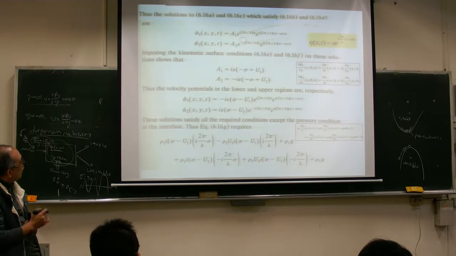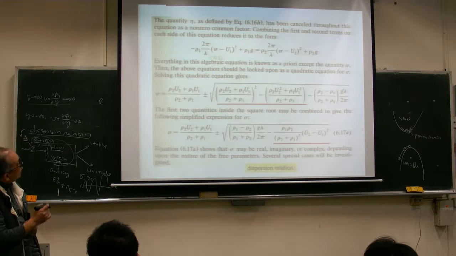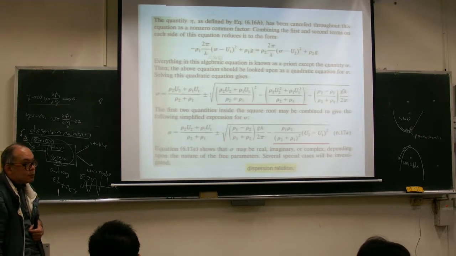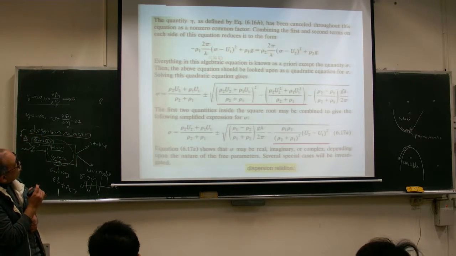Similarly here, if you extract the common factor sigma minus u2, 2 pi over lambda, and what else? I here, rho 2 here. Then once you extract the common factor and combine the rest of these two terms together, you end up with this. End up with this. So that's our dispersion relation.